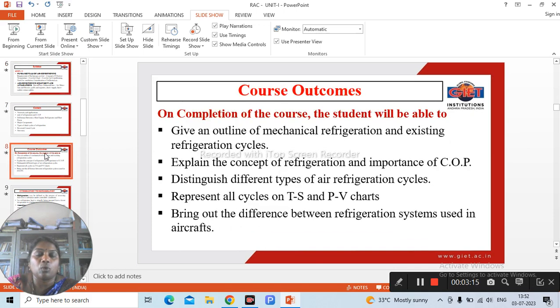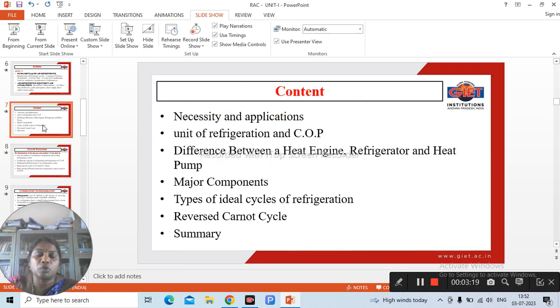Next, in this topic, the first unit, we have to see the contents: necessity and applications, units of refrigeration and COP, the difference between heat engine, refrigerator, and heat pump, major components, types of ideal cycles of refrigeration, and the reverse Carnot cycle. These are the main contents of unit 1.